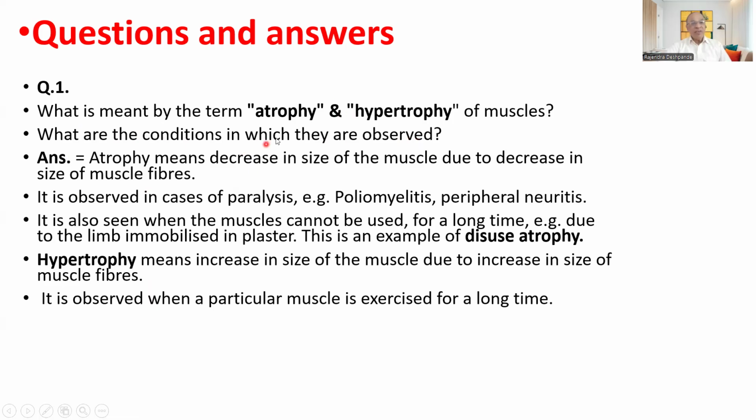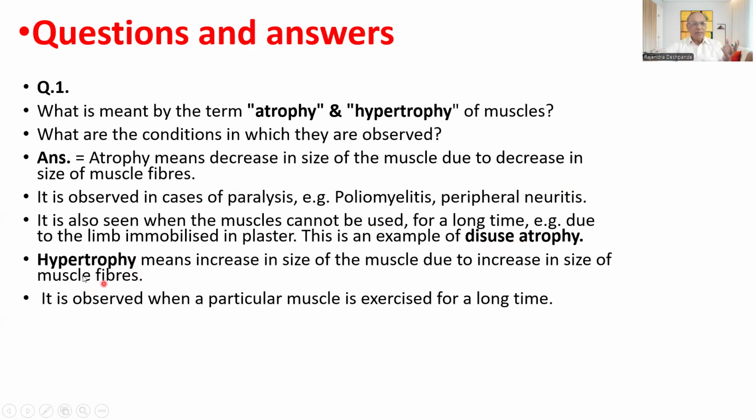What are the conditions in which atrophy is observed or hypertrophy is observed? So the student should answer, atrophy means decrease in size of the muscle due to decrease in size of muscle fibers. This atrophy is observed in cases of paralysis, especially lower motor neuron, poliomyelitis and peripheral neuritis. This atrophy is also seen when the muscles cannot be used for a longer time. For example, due to the limb immobilized in plaster.